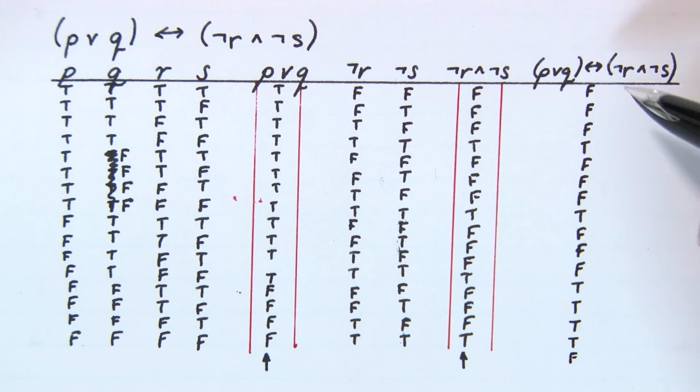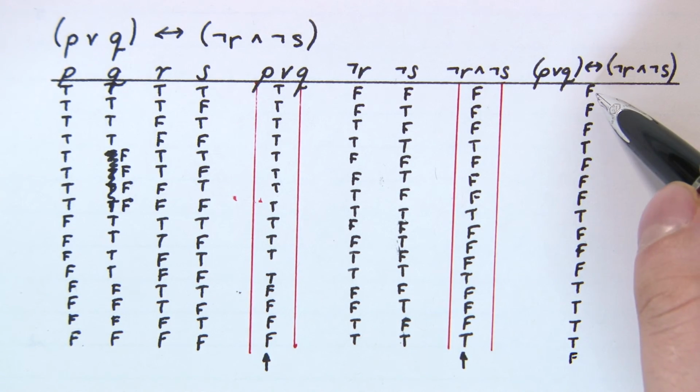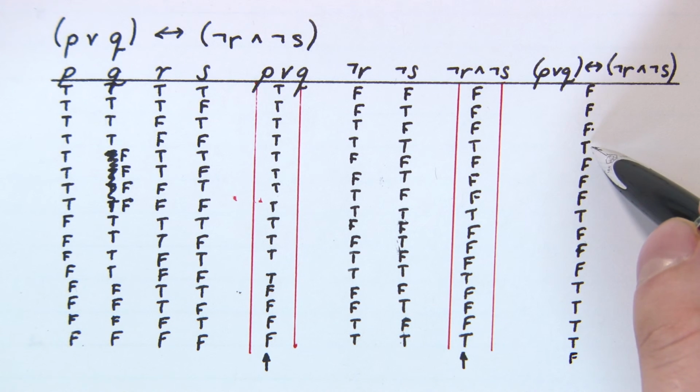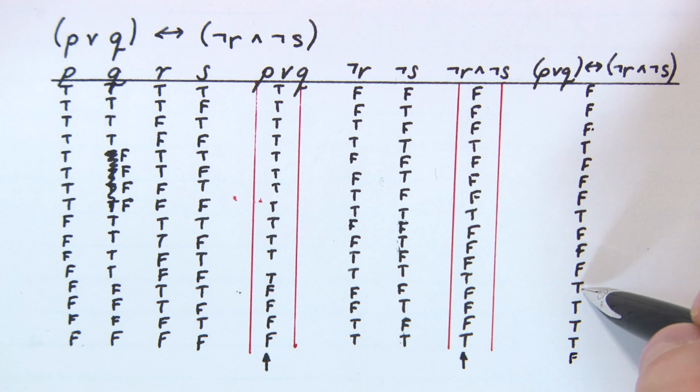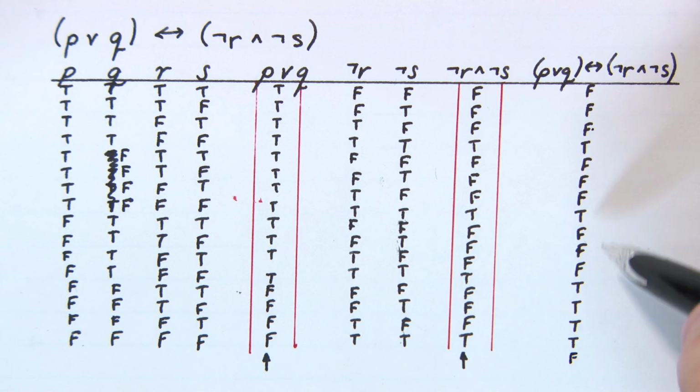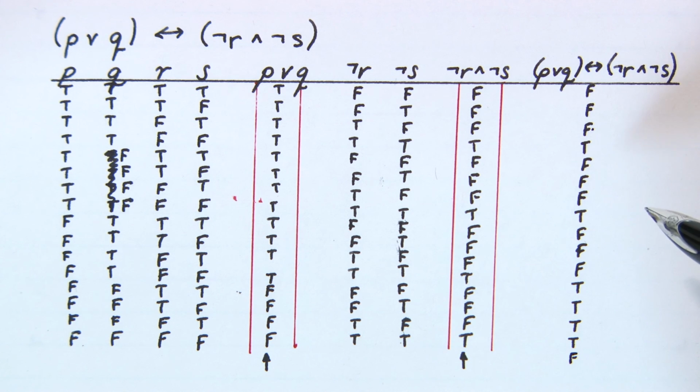So I think my alignment is a little bit off, but there's 1, 2, 3, 4, 5, 6, 7, 8, 9, 10, 11, 12, 13, 14, 15, 16. So there's 16 lines, and they all match up, and now we've done our table.